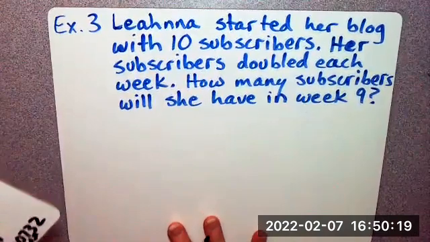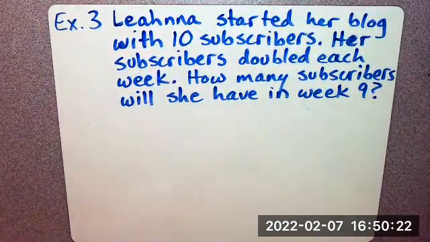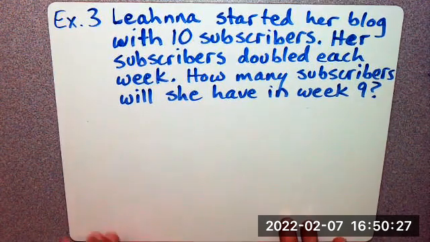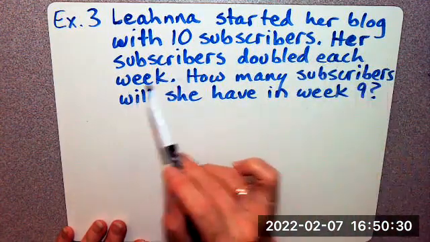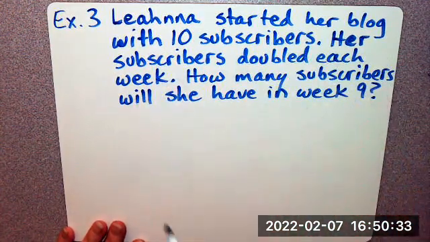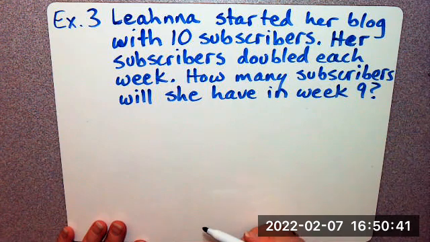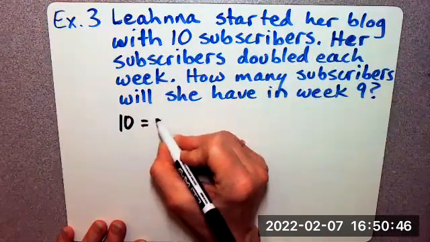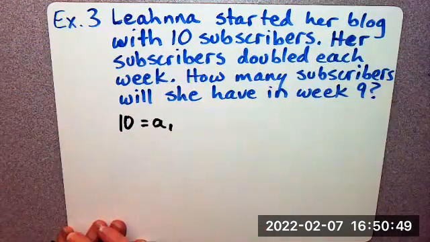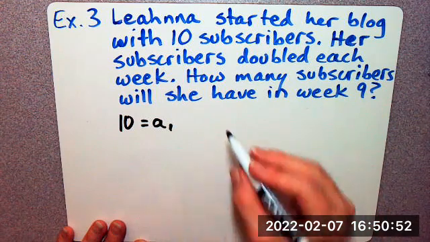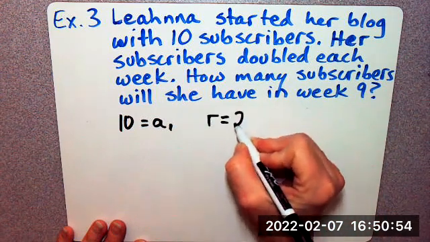Okay, so let's go look at a real life issue or situation. It's not really a problem. Okay, so Leanna started her blog with 10 subscribers. So after a week, 10 people figured out, hey, this is a pretty good blog. Okay, so she's got 10 subscribers, and that's A1. Her subscribers doubled each week. So now we know the common ratio is 2.